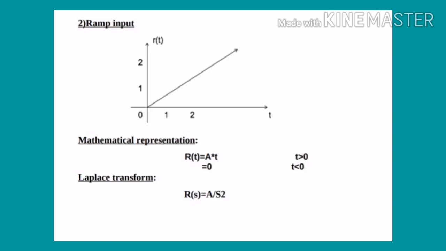Then the mathematical representation is r of t is equal to A into t for t greater than 0. That is, as you can see, when the time is increased, at each instant the amplitude goes on increasing, and it is equal to 0 if t is less than 0. The remaining signals, that is impulse and parabolic, will be discussed in the next lecture. Okay, thank you.